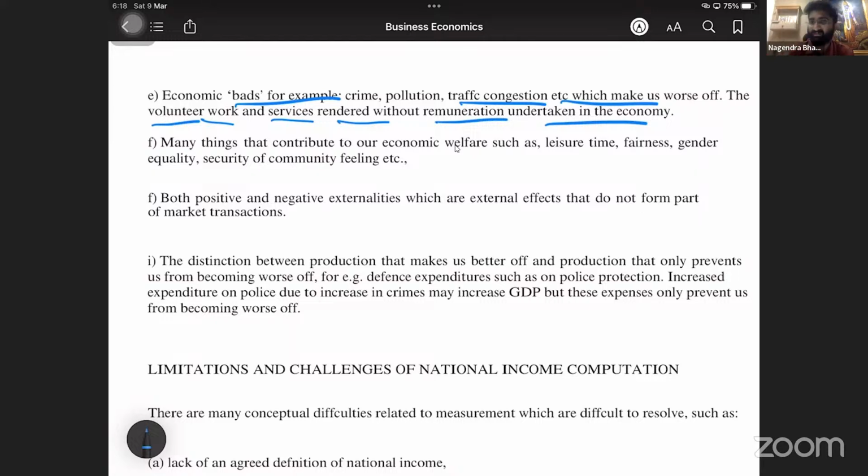There is some volunteer work. Voluntarily, there are some people who work. Their volunteer work, no, that is not considered. That is also bad, no. So we have to consider that. Okay. Many things contribute to our economic welfare, such as leisure time, fairness, gender equality, security of community feeling, etc. All these things are also required. So we are not considering that. So that will also contribute to the welfare.